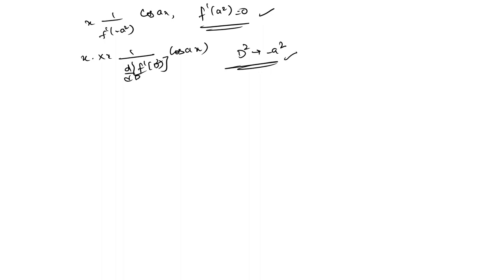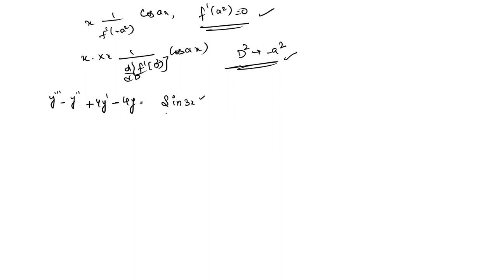So for this we will start with one question. Suppose the question is y triple dash minus y double dash plus 4y dash minus 4y equals sine 3x. Suppose this is an equation.